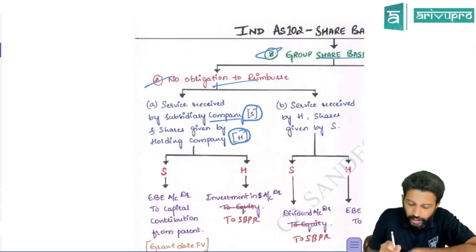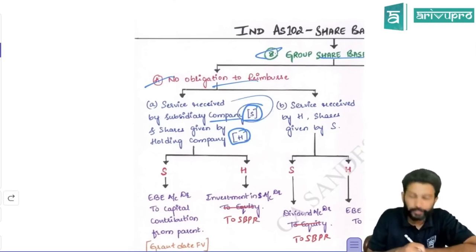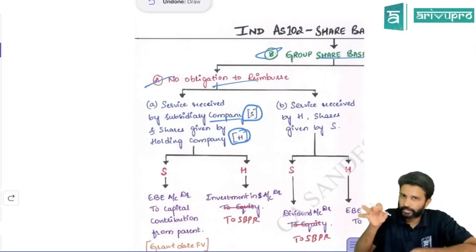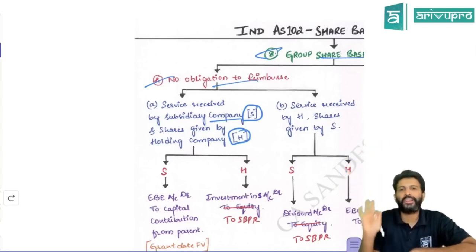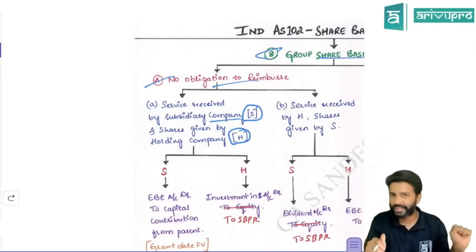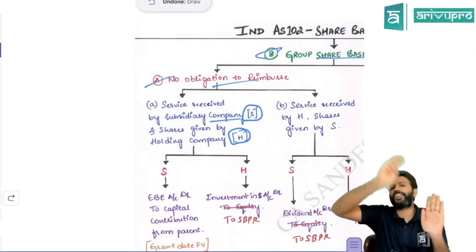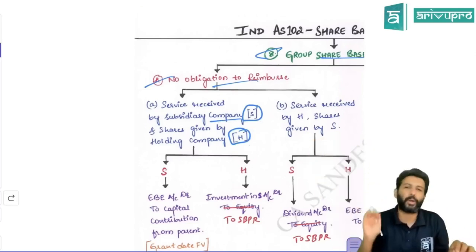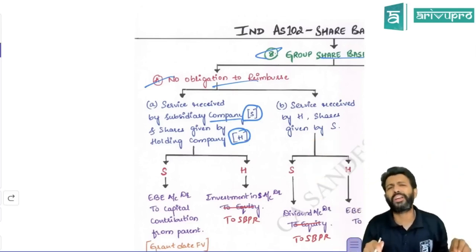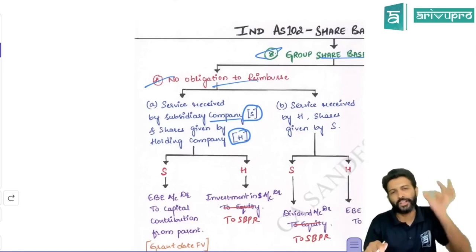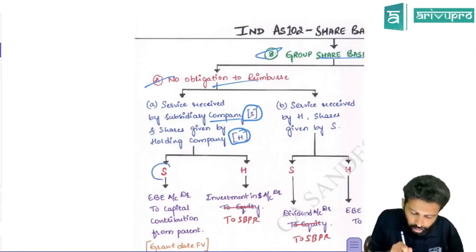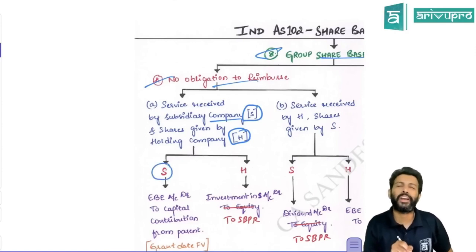So in this scenario, who receives the service? The employee belongs to S, so he is giving service to S. So S has received the service. But who issued the shares? H did. The holding company is issuing the shares to the subsidiary's employees, and the subsidiary's employees are working for the subsidiary only. So who is receiving service? Subsidiary company only. Okay. So in the books of S, what entry needs to be passed?